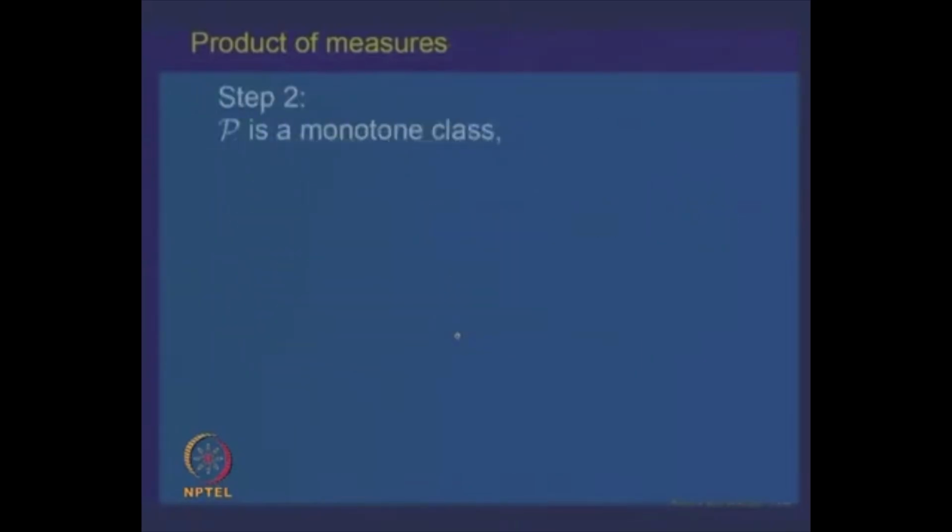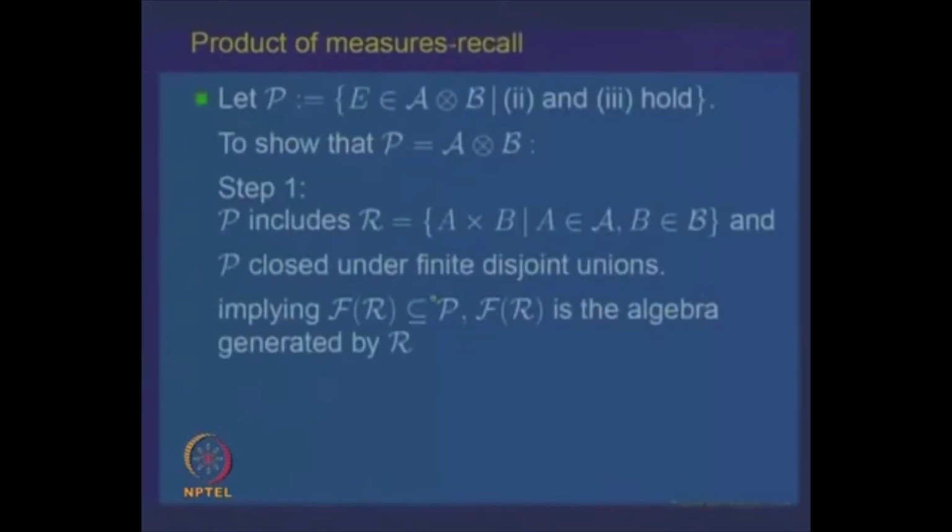So, in the second step we wanted to prove that this class P is a monotone class, and the reason for that is the following. It is difficult to show directly that P is a sigma algebra, because if we could show that P is a sigma algebra, since it includes the algebra generated by rectangles, it would then include the sigma algebra generated by it. That direct route is not possible.